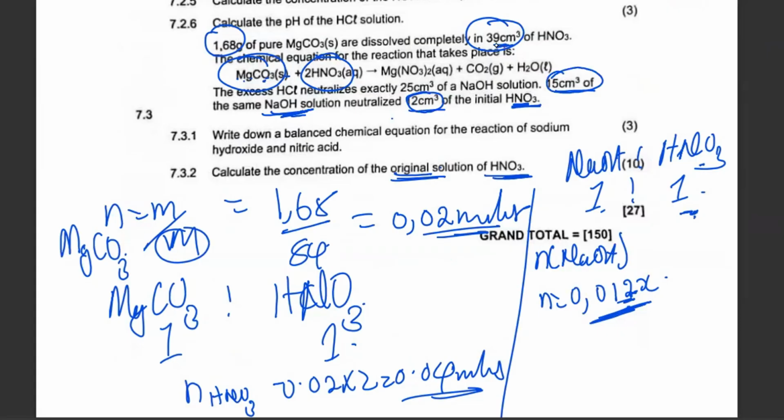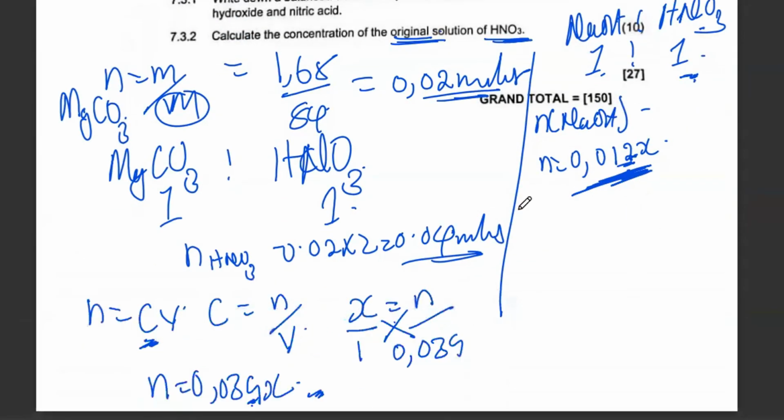Therefore it's the same number of moles which reacted with the sodium hydroxide. The number of moles of sodium hydroxide in the 15 cubic centimeters is going to be the same, because 15 cubic centimeters of sodium hydroxide reacted with the 12 cubic centimeters of nitric acid, and the mole ratio is the same. So now I know the number of moles.